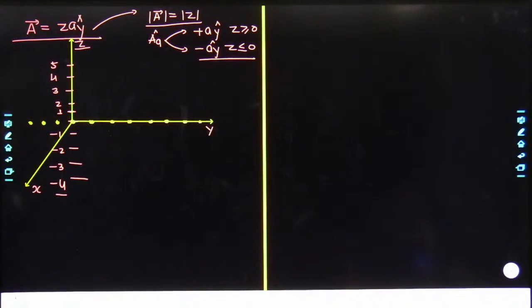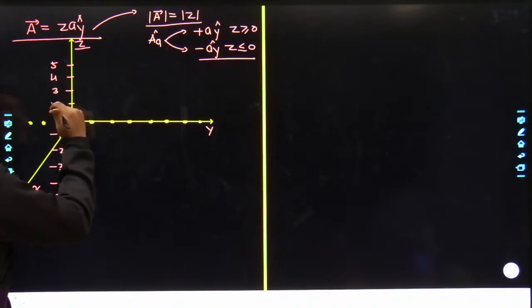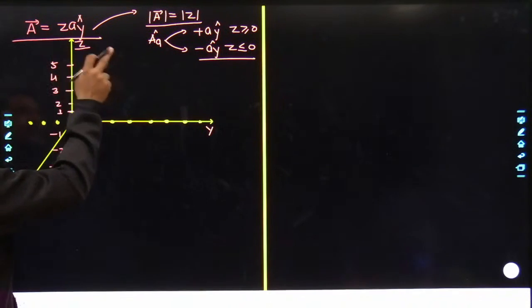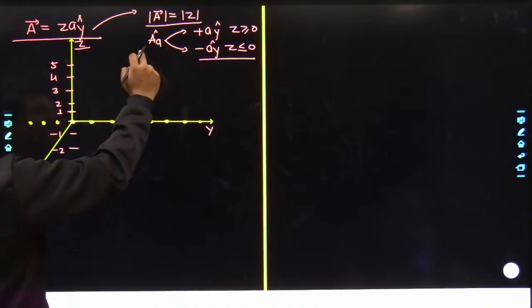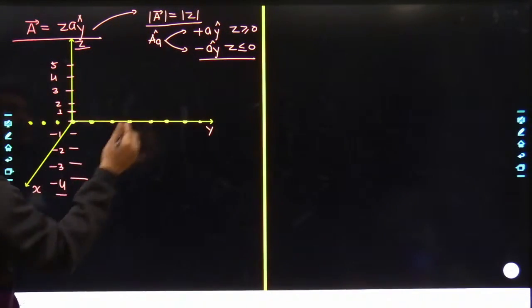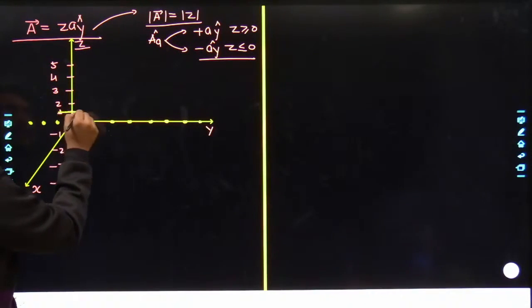Yes, agreed. Now at z = 1, keep in mind, which one is it? It's positive 1, and when z is greater than 0, the direction of the vector would be in the direction of positive a y cap. What about the magnitude? The magnitude would be 1.